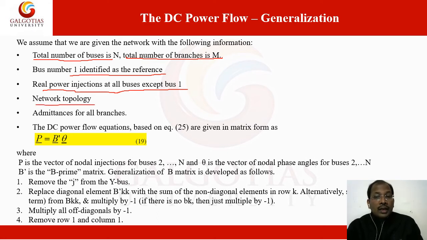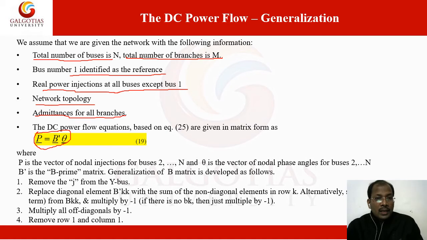What are the network connections from bus 1 to bus 2, bus 3? What is the line data? We must know this, and we also have to know the admittances of each bus. Then we simply formulate the Y bus susceptance matrix. Then we can apply this form. This is the matrix form. This is the P matrix. Then we have to take the B prime inverse times theta.